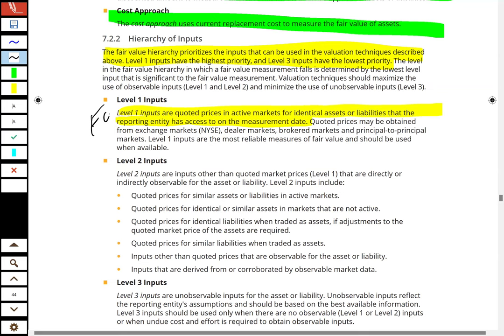Easy. Level two inputs, other than quoted market prices, that are directly or indirectly observable for an asset or liability, quoted prices for similar assets or liabilities in active markets. Okay, makes sense. I don't have that exact one, but I have something similar. And so maybe I have a stock that isn't actively traded, but I can look to similar stocks that are actively traded and use that as a level two input.